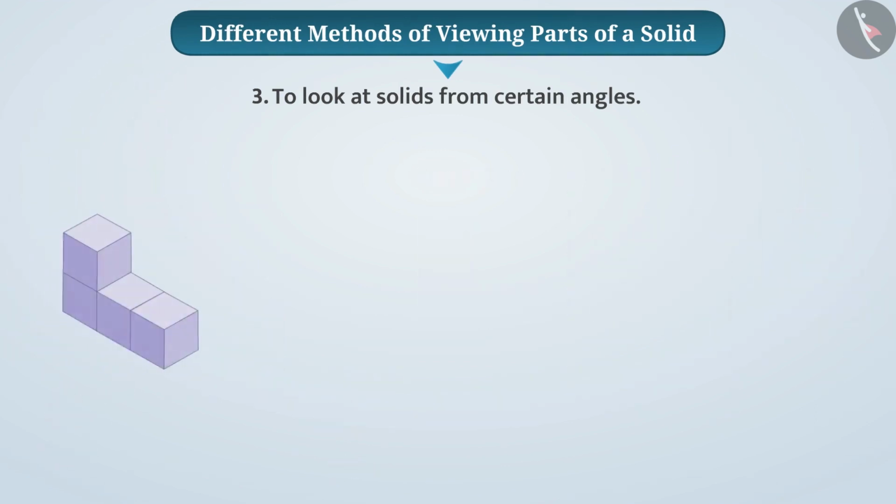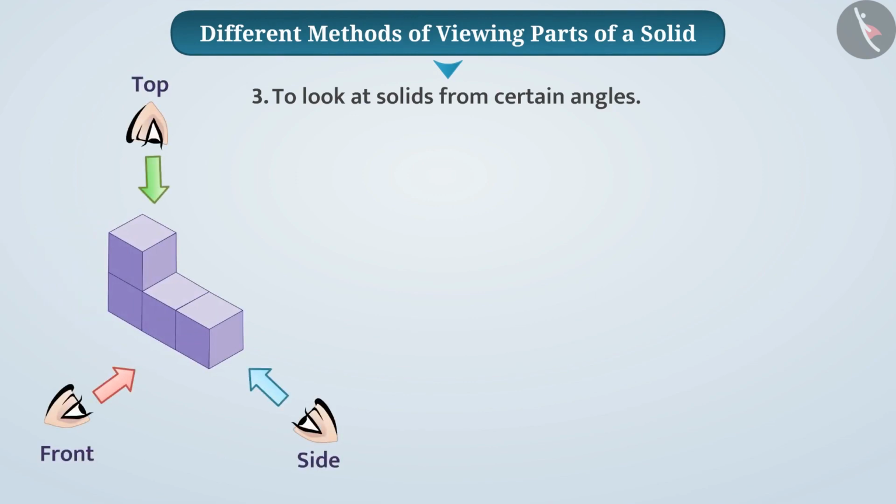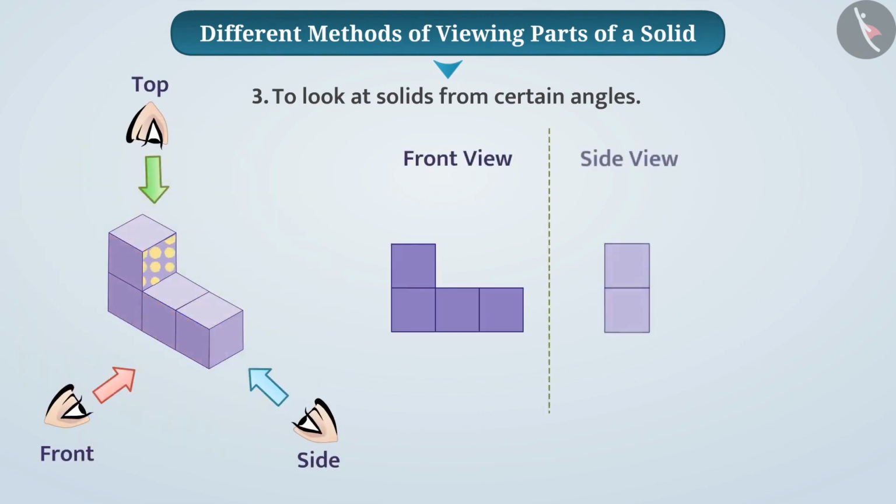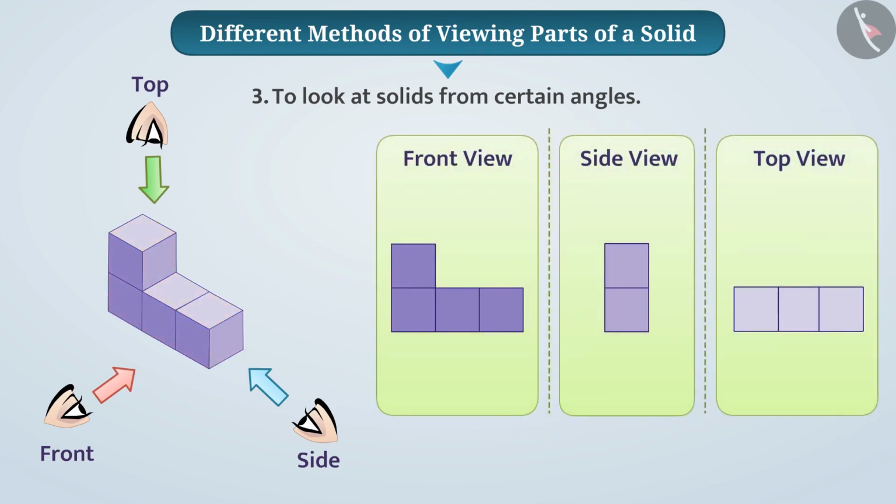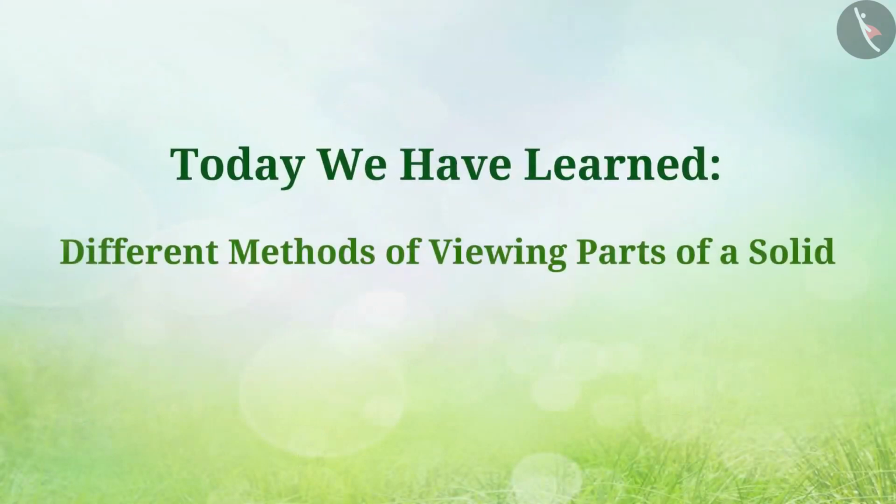We can also draw all 3 views from the shapes made of cubes. For this solid, the front view, side view, and top view can be drawn in this way. So today we have learned about different methods of viewing parts of a solid. In the next video, we will see some examples related to these.